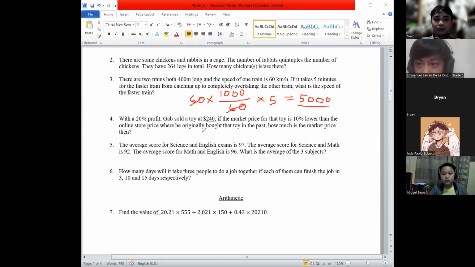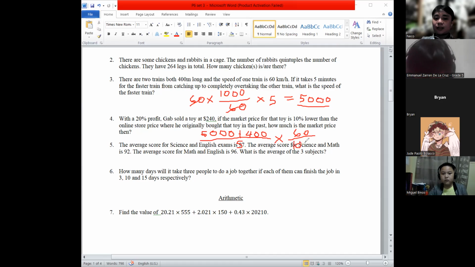Okay, so we will have 5,000 plus 400 divided by, how many minutes was it again? 5. And then we should multiply this back again to make it kilometers per hour. And by that, we should multiply 60 over 1,000.